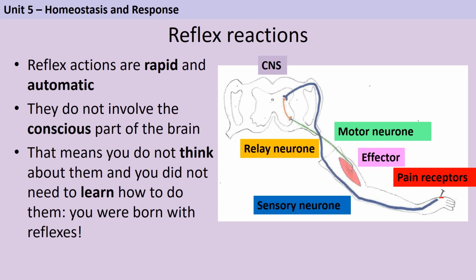A reflex reaction is a rapid, automatic reaction. It doesn't involve the conscious part of your brain, so you've never had to learn how to do it and you don't think about it. You were just born with reflexes. So reflexes tend to be all about stopping harm happening to your body. So it could be something like a reflex response to you touching something hot or to a very bright light.